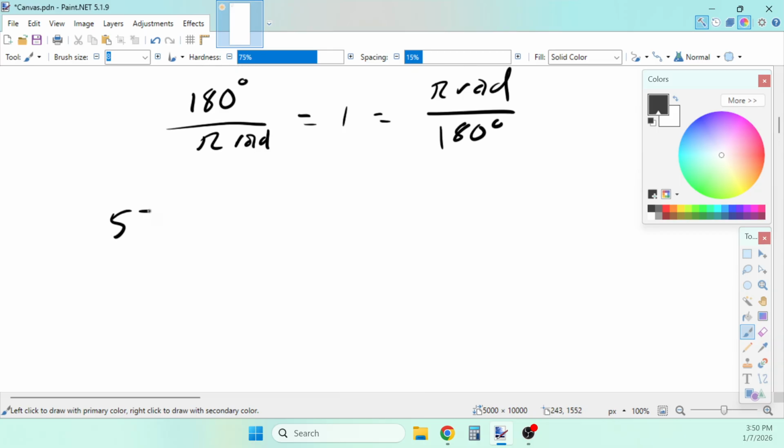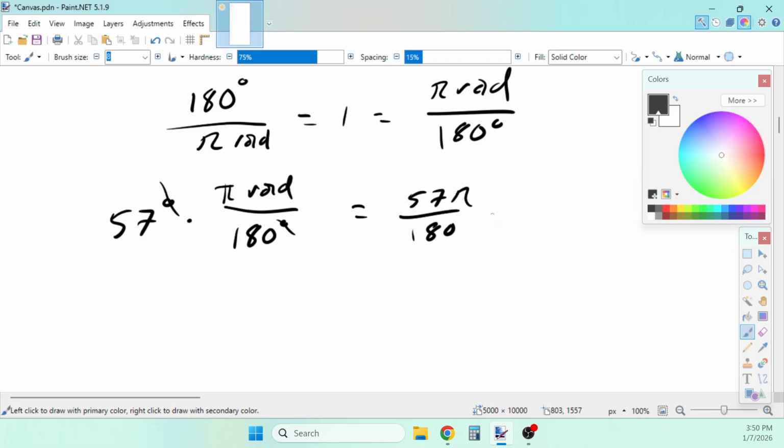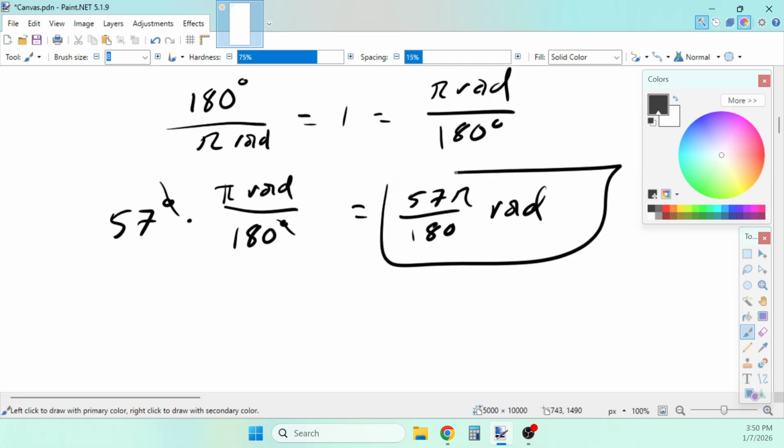So if I have 57 degrees, and I multiply it by 1, that is to say, pi radians over 180 degrees, the degrees cancel, and I'm left with 57 pi over 180 radians. And I can throw that into a calculator if I want to get a decimal approximation of that.